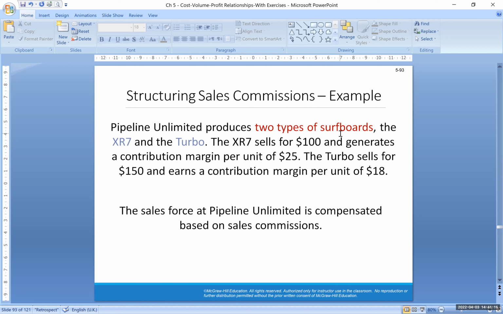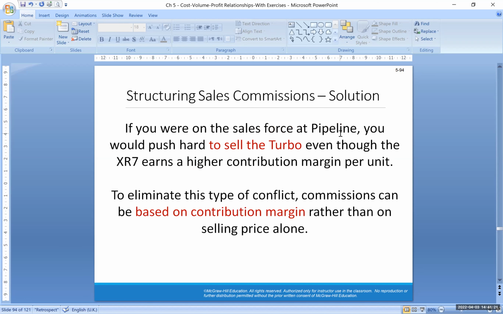To eliminate this type of conflict, commissions can be based on contribution margin rather than the selling price alone. I will postpone this topic to be explained in another chapter, actually. We will look at this topic in chapters 13 and 14. I will stop at the beginning of learning objective number 9.